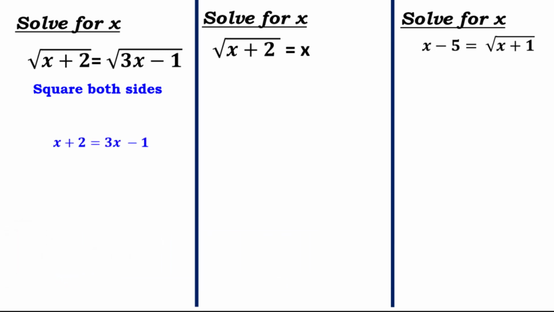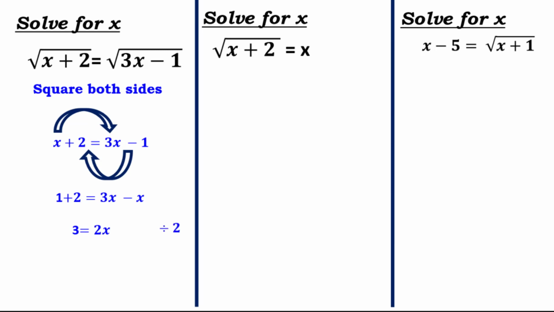We will get here x plus 2 equals 3x minus 1. We will simplify this equation. We will move x to the other side to be subtracted and move negative 1 to the other side to be added. We will get here 3x minus x equals 2 plus 1. 3x minus x, it will be 2x equals 1 plus 2 equals 3.